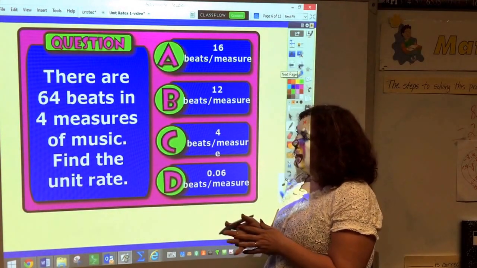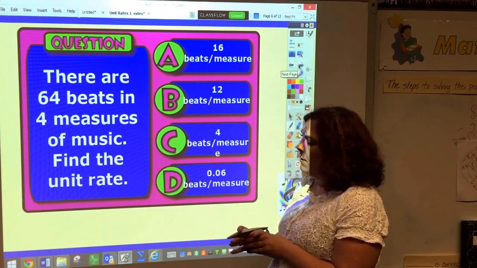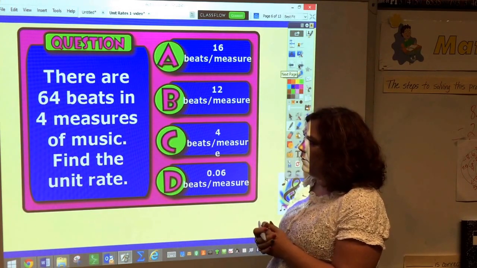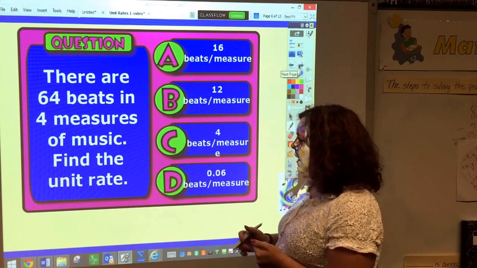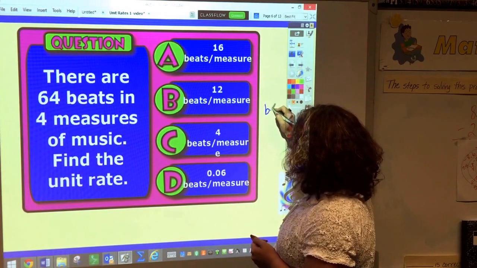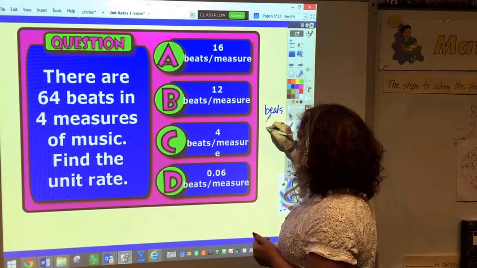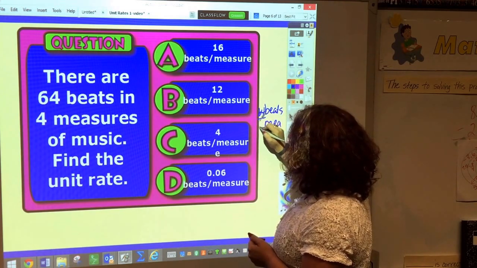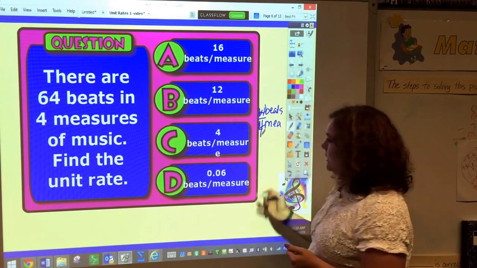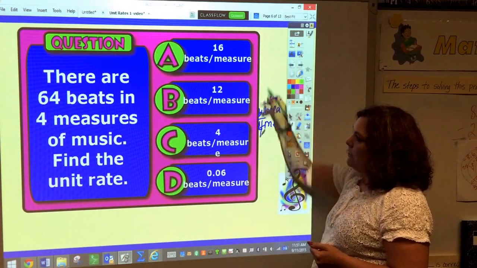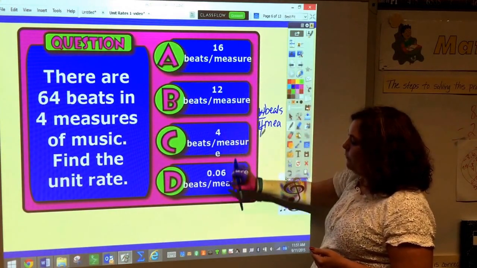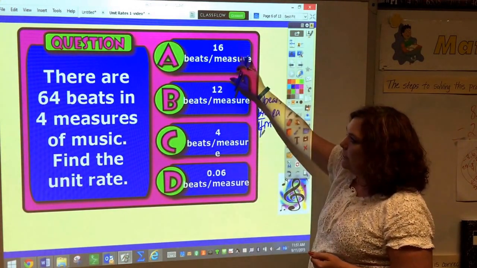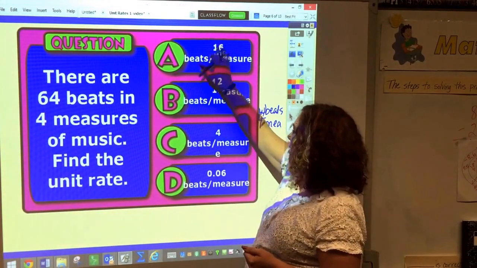So take a look at this. There are 64 beats in 4 measures of music. Find the unit rate. So I'm comparing beats to measures. And it's 64 to 4. So I just divide. And whenever I divide, do I get 16? Do I get 12? Do I get 4? Do I get 600ths? I get 16. So A is the right answer.